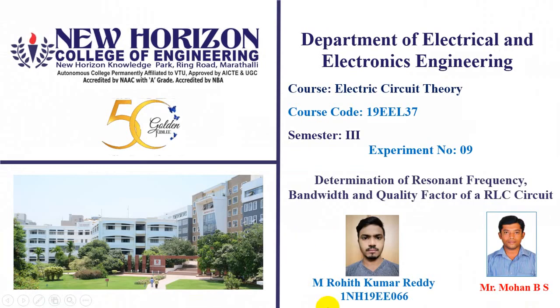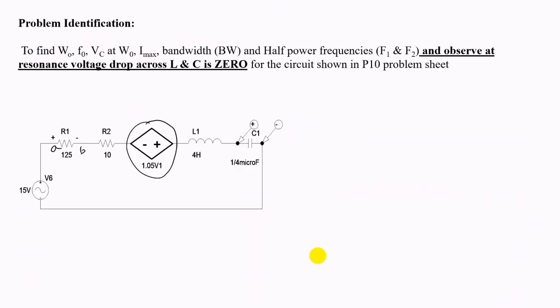Welcome to experiment number 9, determination of resonant frequency, bandwidth and quality factor of an RLC circuit. Aim and application: the aim is to find W0, F0, VC at W0, Imax, bandwidth and half power frequencies F1 and F2, and observe that at resonance the voltage drop across L and C is 0 for the circuit shown in the problem sheet. Here we see in the circuit where the R1 is also known as V1.